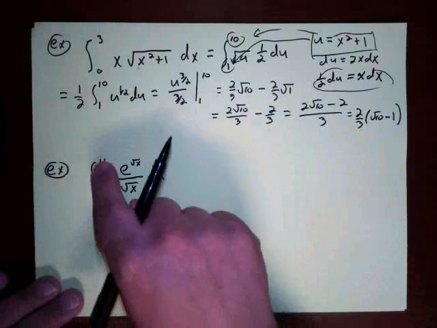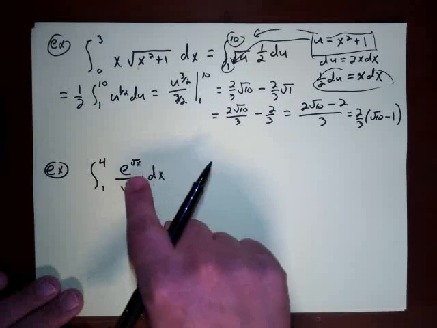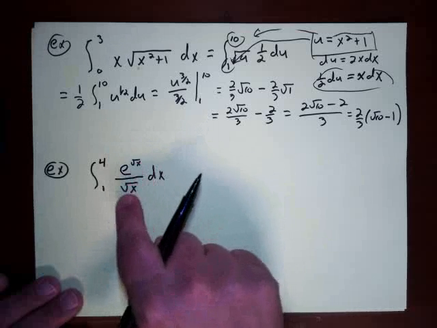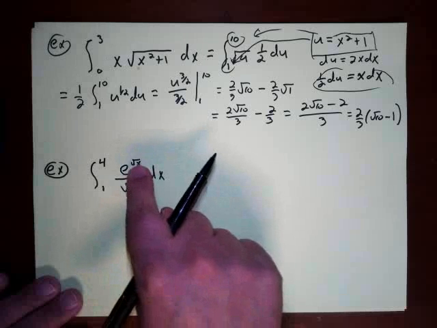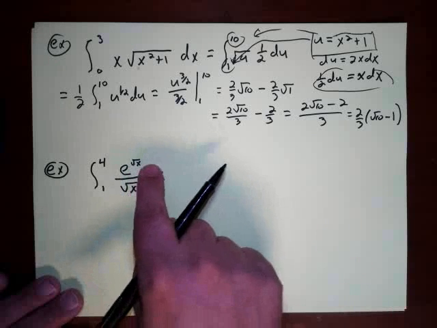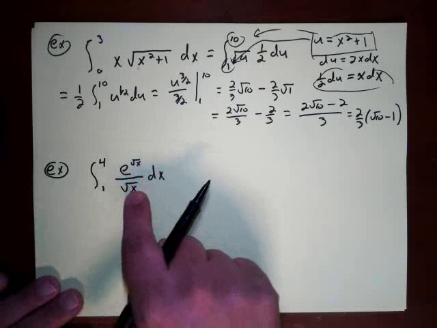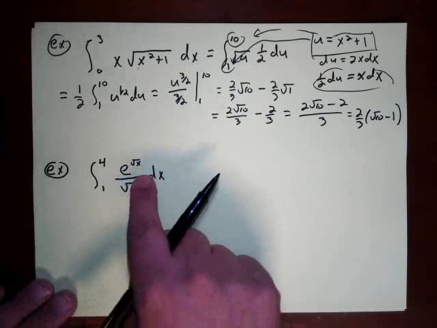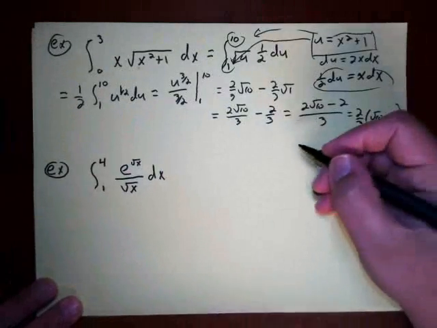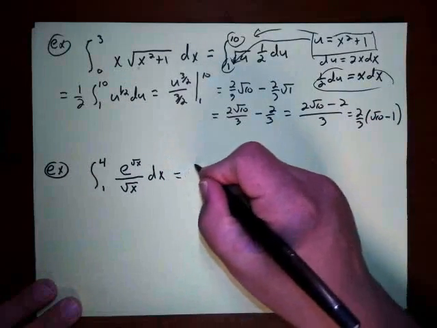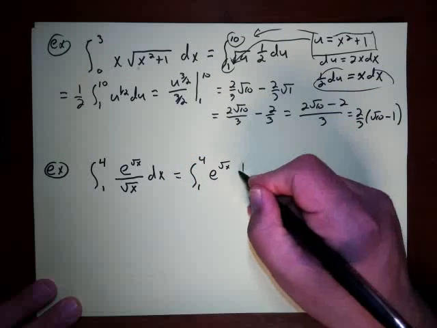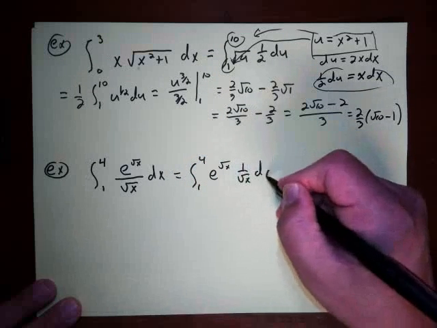try this one. So I got from 1 to 4, and I got e to the square root of x over the square root of x. So if I remember, the derivative of square root of x is 1/2 times 1 over the square root of x. Okay, so I'm going to let my u be the square root of x. So I could rewrite this like this: integral from 1 to 4 of e to the square root of x, 1 over square root of x dx.